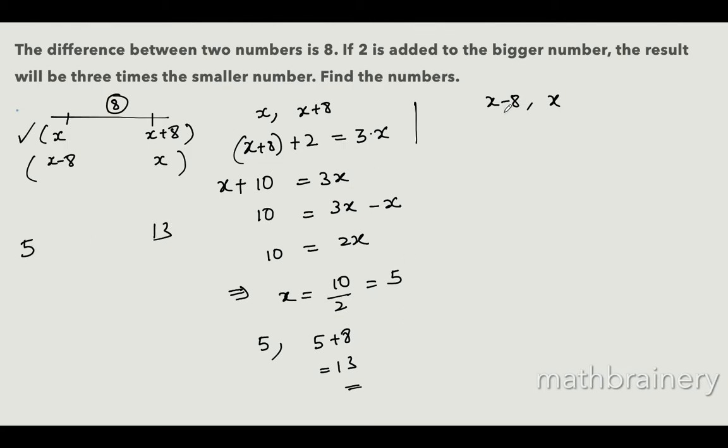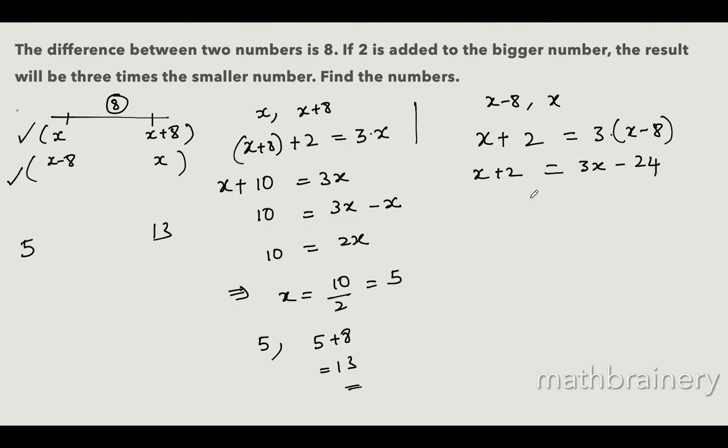Let's solve the same problem using this logic. Now here I assume the two numbers as x minus 8 and x. So here the bigger number is x and the smaller number is x minus 8. Now when I am adding 2 to the bigger number, I am taking x plus 2. This result will be 3 times the smaller number, that is 3 times x minus 8. So you have x plus 2 is equal to, let's expand this, 3 times x is 3x minus 3 times 8 is 24.